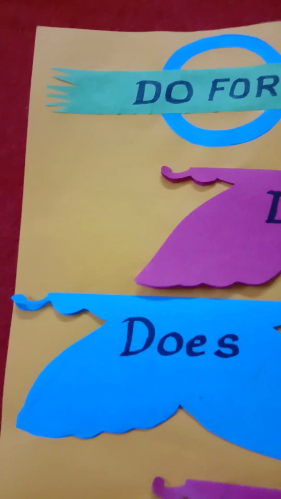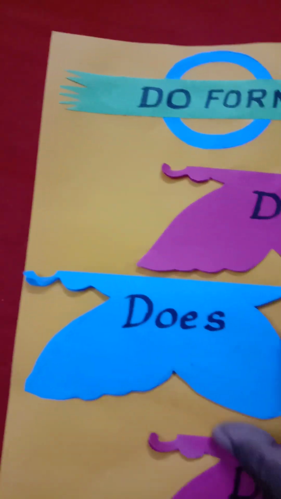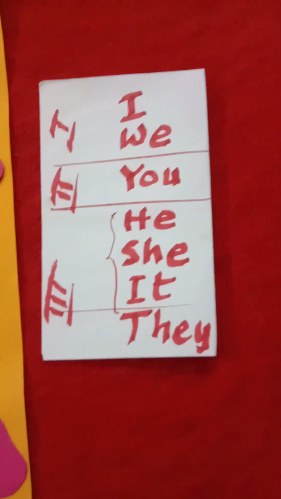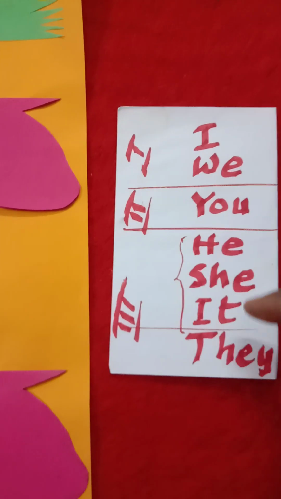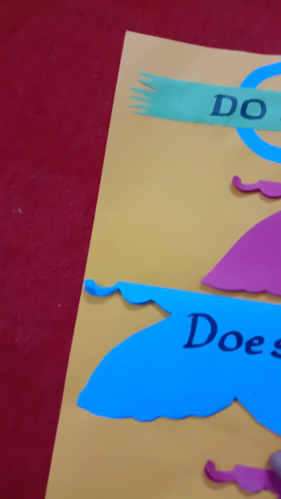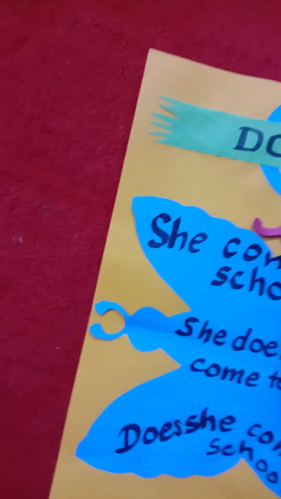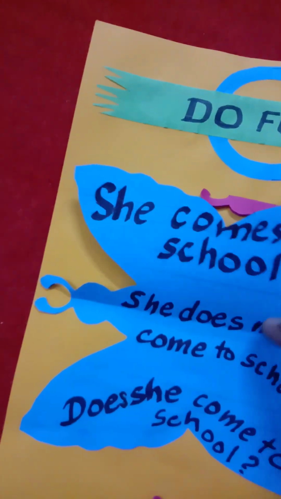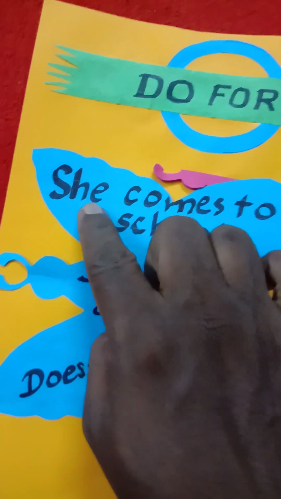In the same way, how do we use does? So does is used for only third person singulars, that is he, she, it. Let us see an example. So I wrote here the usage of does for the pronoun she.